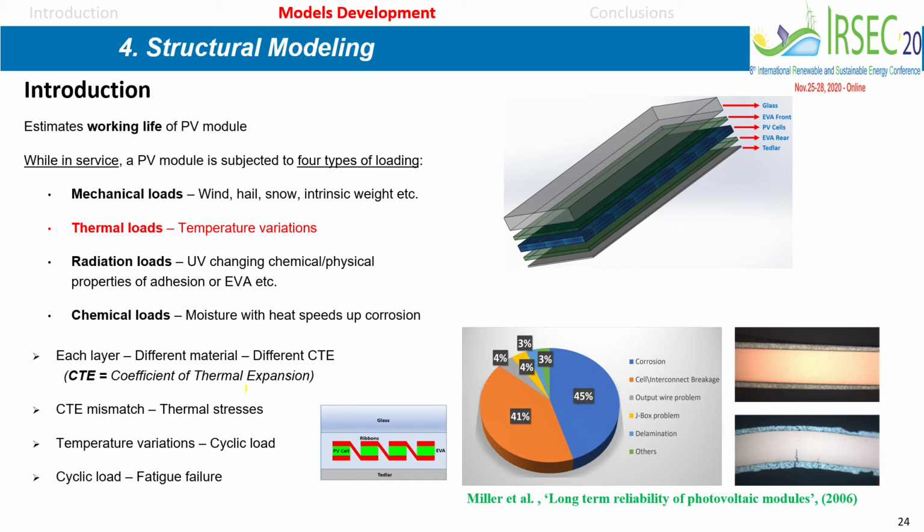And now the last part, which is the structural modeling. In here we are interested in estimating the lifespan of the PV panel. Of course, the loads that are used for this are various. The wind, for example, mechanical load, wind, snow, and weight. The thermal load is extremely important, and actually we're going to focus in our work on thermal load. There are also radiation loads, which also degrade through UV, and there are chemical loads that add moisture and heat and speed up corrosion. So we are not considering corrosion or radiation degradation or mechanical load degradation. We are considering only thermal.